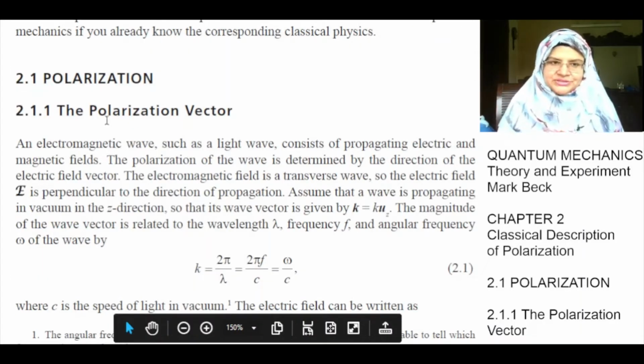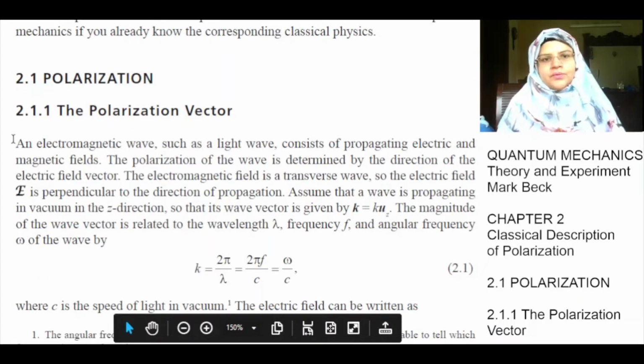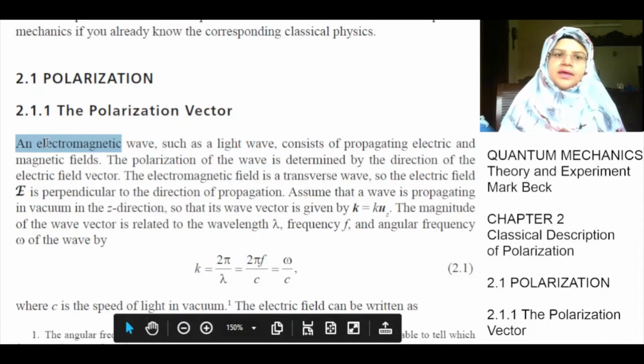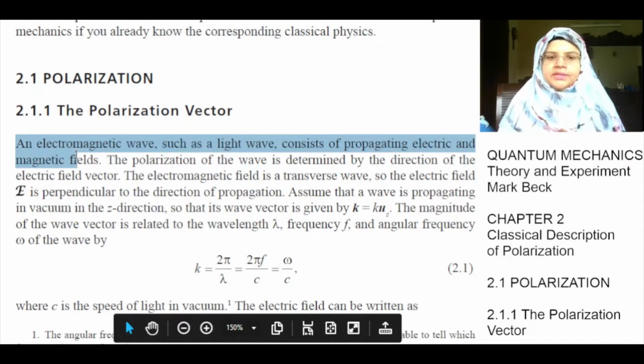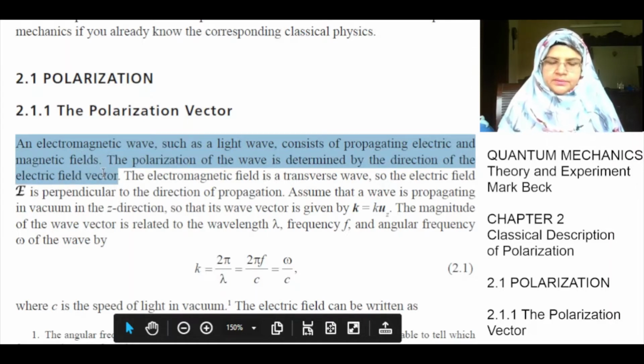2.1 Polarization. 2.1.1 The polarization vector. An electromagnetic wave such as a light wave consists of propagating electric and magnetic fields. The polarization of the wave is determined by the direction of the electric field vector. The electromagnetic field is transverse, so the electric field E is perpendicular to the direction of propagation.